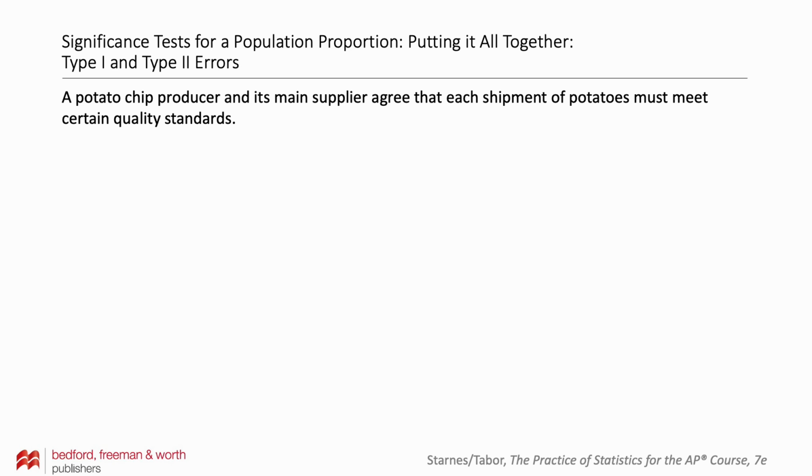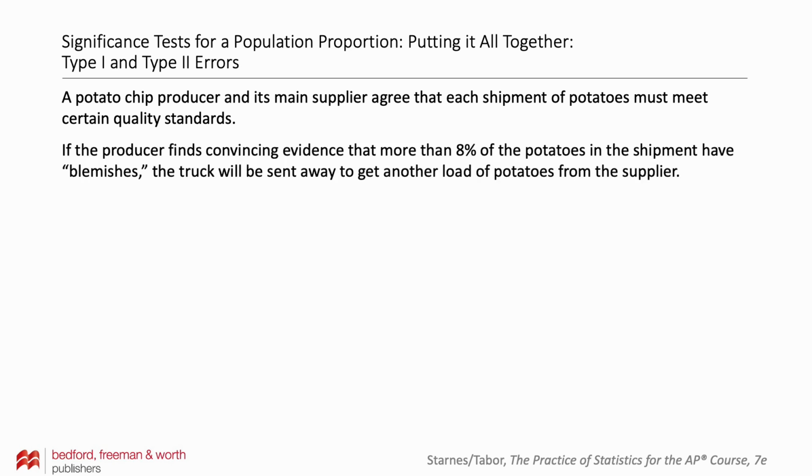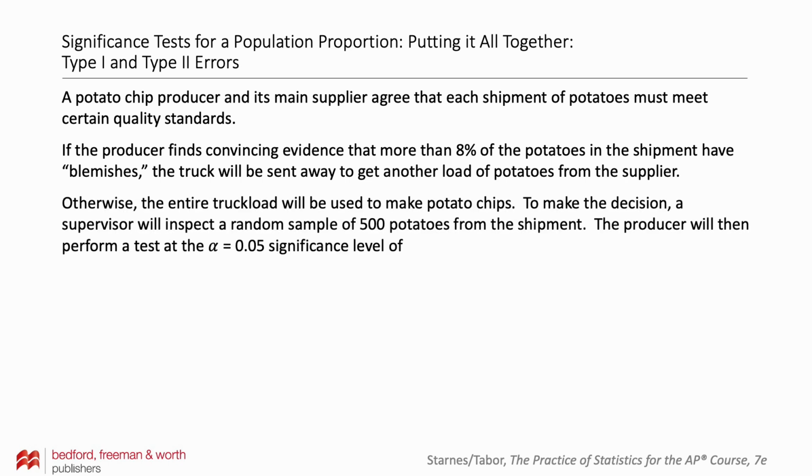Now let's look at this problem. The potato chip producer and its main supplier agree that each shipment of potatoes must meet certain quality standards. If the producer finds convincing evidence that more than 8% of the potatoes in the shipment have blemishes, the truck will be sent away to get another load of potatoes from the supplier. Otherwise, the entire truckload will be used to make potato chips. To make the decision, a supervisor will inspect a random sample of 500 potatoes from the shipment. The producer will then perform a test at the alpha level of 0.05 significance level.